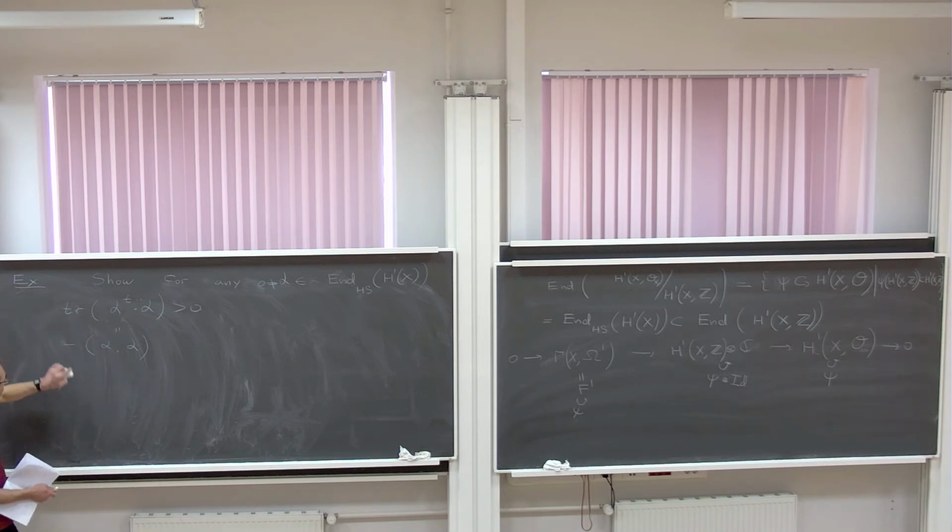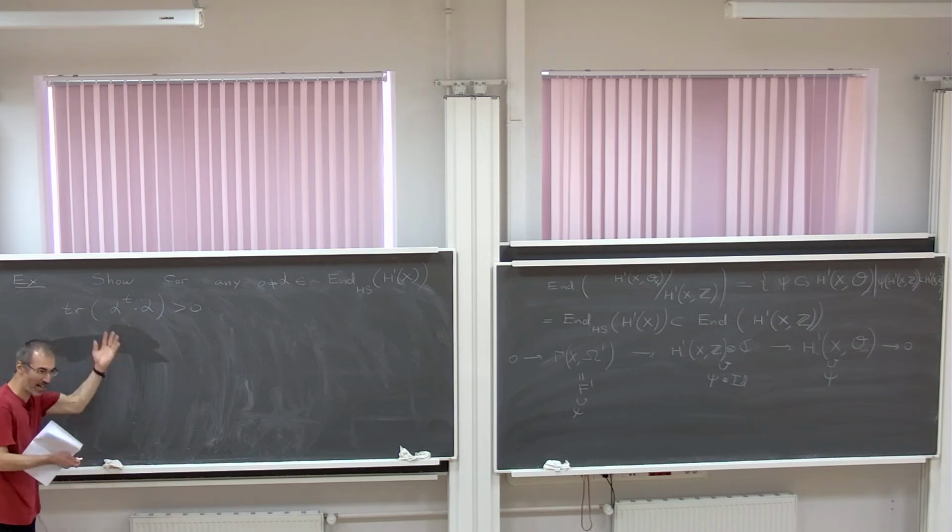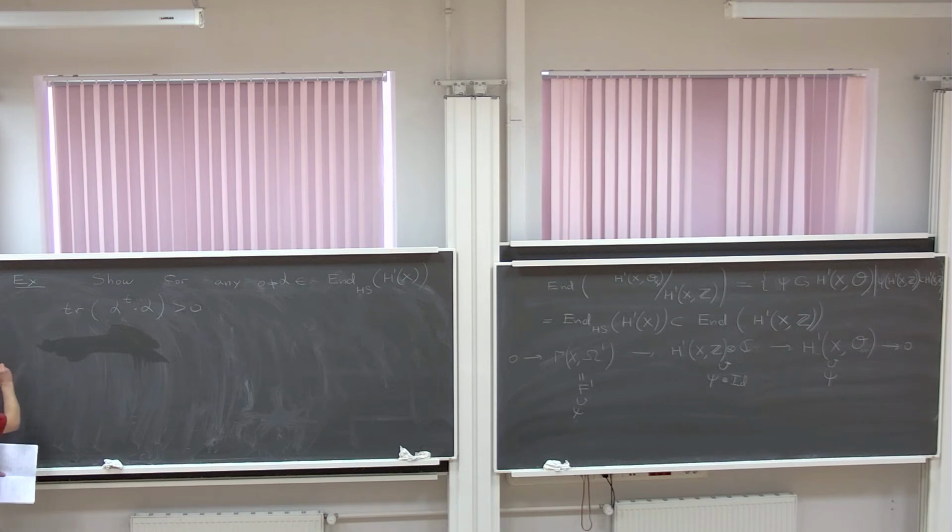So how to see this? So not to confuse it, I will erase it. So it will be a direct proof of the Hodge index theorem, which is a non-trivial result. Okay.